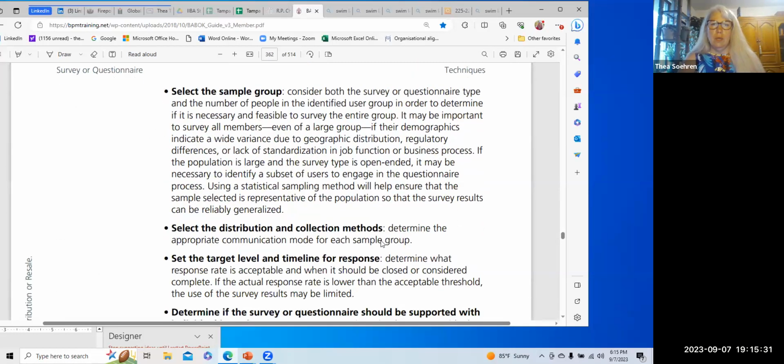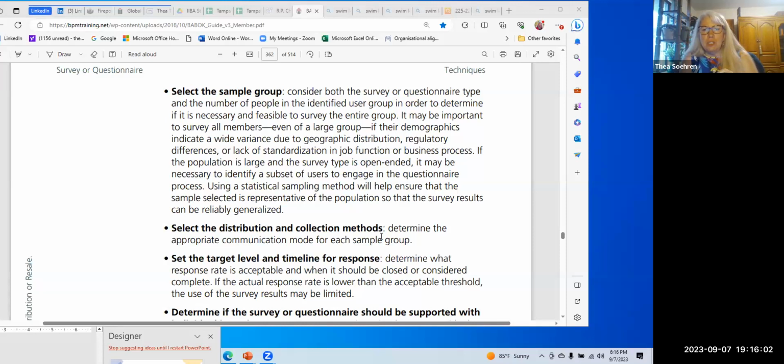Okay, then you select your sample group. Consider both the survey and the questionnaire type and the number of people in the identified user group in order to determine what's necessary and feasible to survey the entire group. You may do a sample portion of the entire group. You may survey all members, even of a large group, if their demographics indicate wide variances due to geographic distribution, regulatory differences, lack of standardization in job functions, or business process.